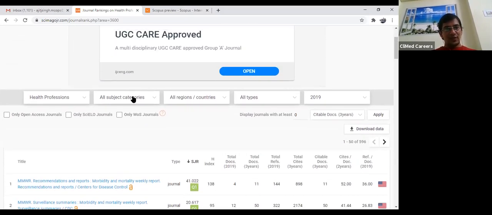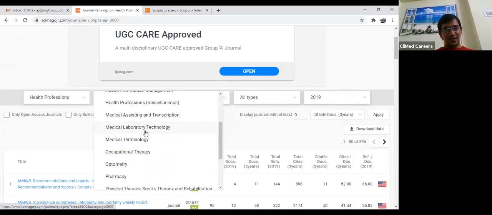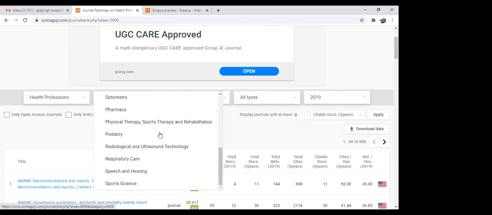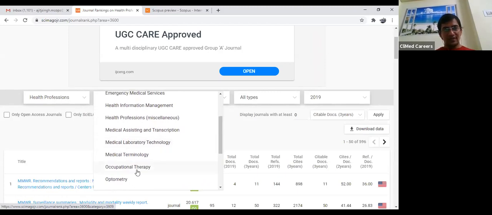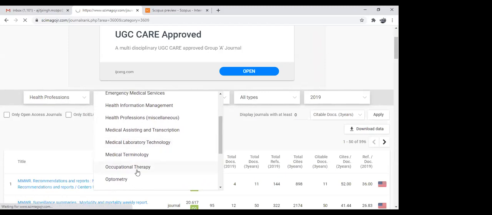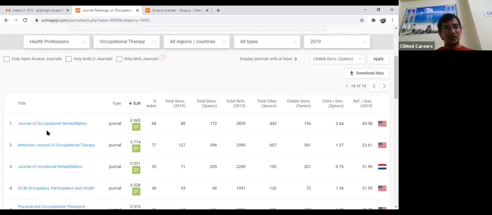So out of health professions, if you have any subject categories, emergency medicine, medical terminology, occupational therapy, let's search in occupational therapy, right? Or something else? You can tell me something. Let's check in the occupational therapy only. Yep. So in occupational therapy, Journal of Occupational Rehabilitation is number one in the Q1.